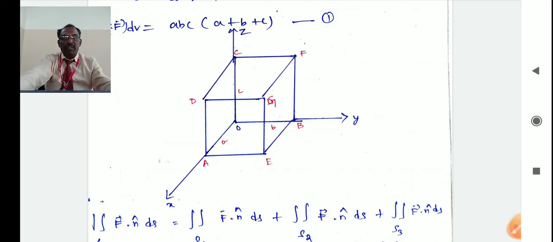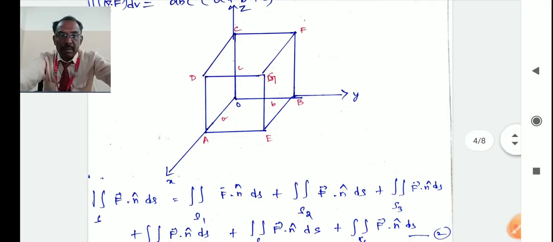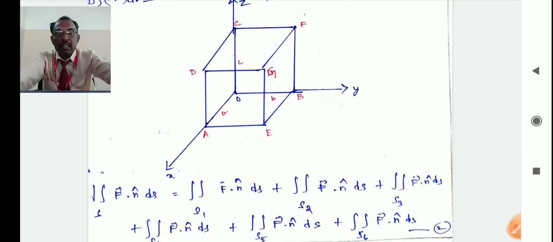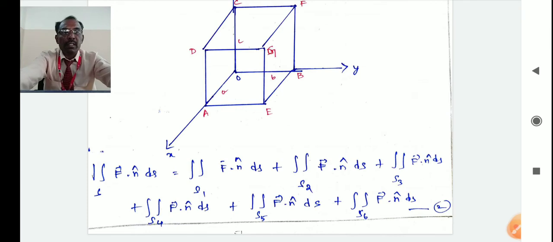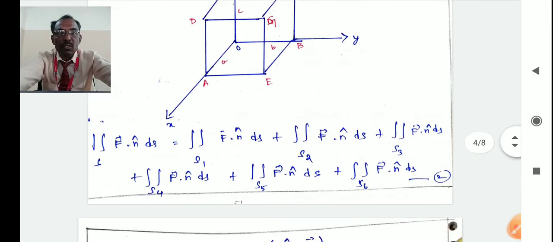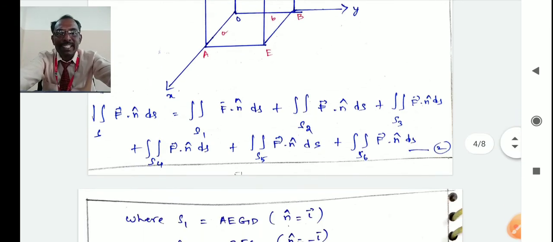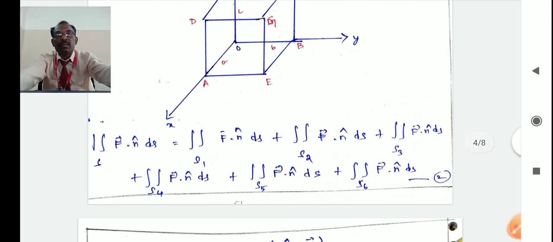We have 6 surfaces. The double integral over S of F vector dot n cap dS can be written as double integral over S1 plus double integral over S2 up to double integral over S6, which is equation number 2. What is S1? Where is S1 on the cube? AEGD. It looks like a square. The square lies on the x-axis. Here n cap value is I vector. The unit vector of the x-axis is very clear. Everyone knows it very well. I vector.